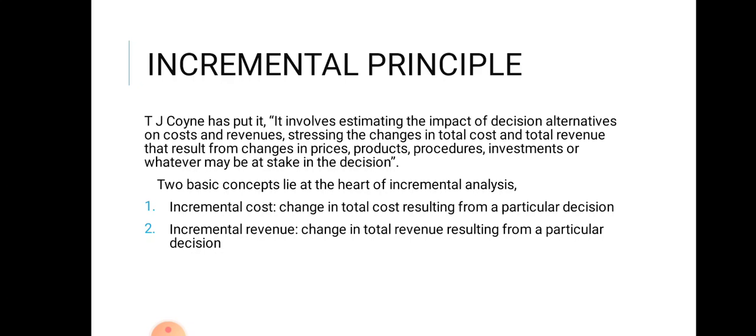So now, for example, let us say there is an increase in the price of raw materials. Then what will happen? The total cost will increase. That is what is said in this definition. When there is a change in price, products, procedures, investments, whatever may be at stake in the decision, it's going to affect the total cost and total revenue. When there is a change in total cost and total revenue, keeping the two factors in mind, costs and revenues, you need to take a proper decision.